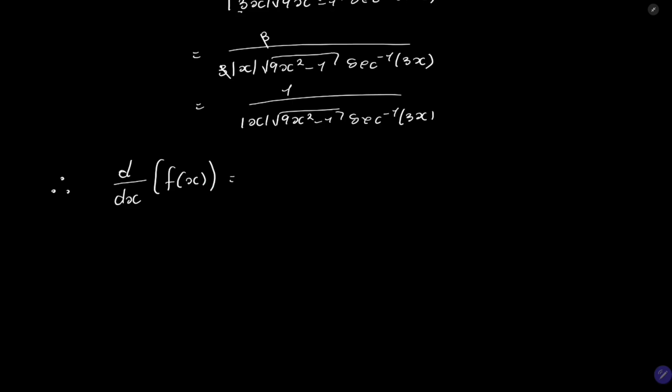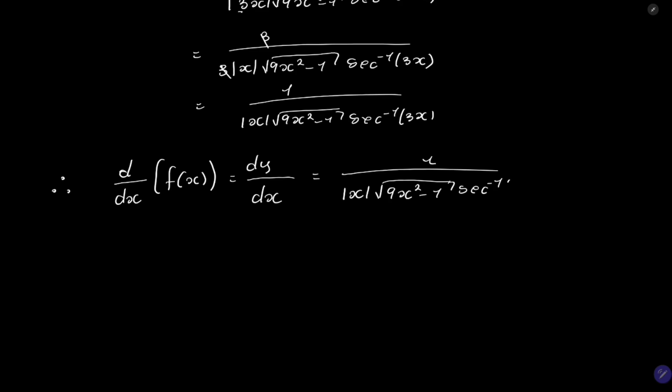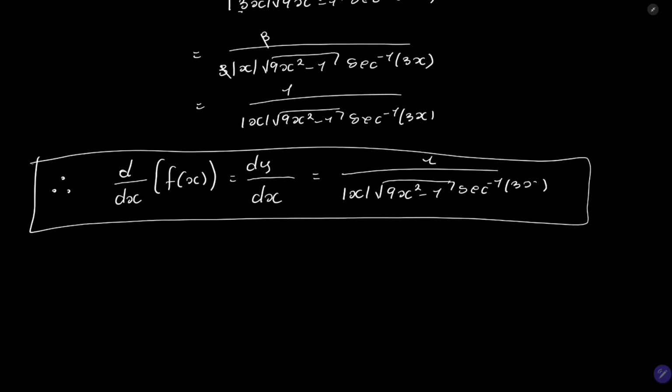So we can then conclude, therefore, the derivative with respect to x of our function f of x, which is dy on dx, is equal to the function 1 on absolute value of x square root of 9x squared minus 1 sec inverse of 3x. We box our answers.